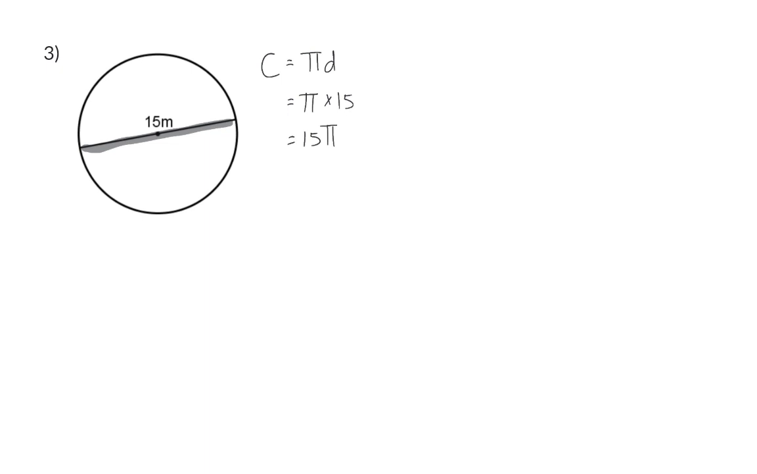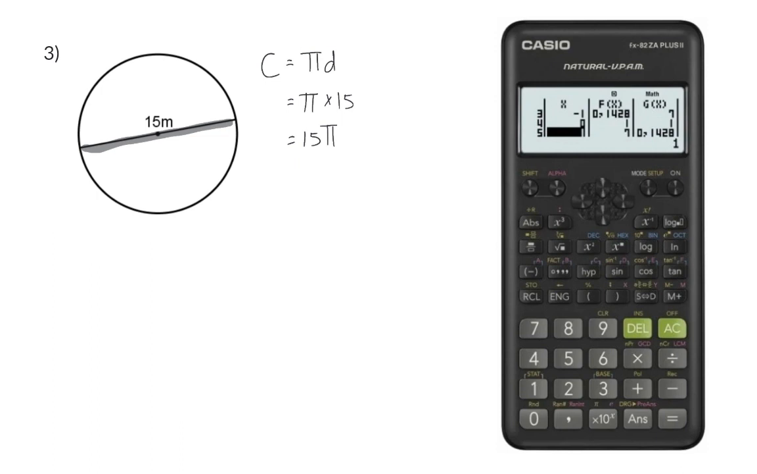In this case, our instruction was to round to 2 decimals, and that means we're going to use the pi button on our calculators, which means you'll have to press shift and then the times 10 to the power of x button. Rounded to 2 decimals, this will then be 47,12 meters.